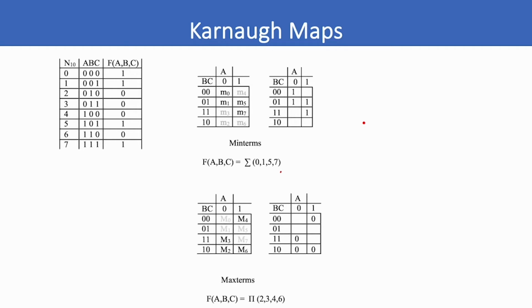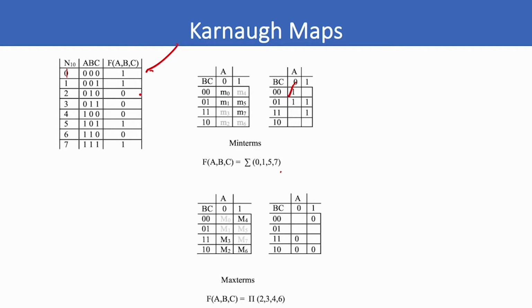Let's look at a Karnaugh map with the function. So on the left here, we have a function. It's 8 combinations, 0 through 7. And this is our function right here. 0, 0, 0 is a 1 right here.